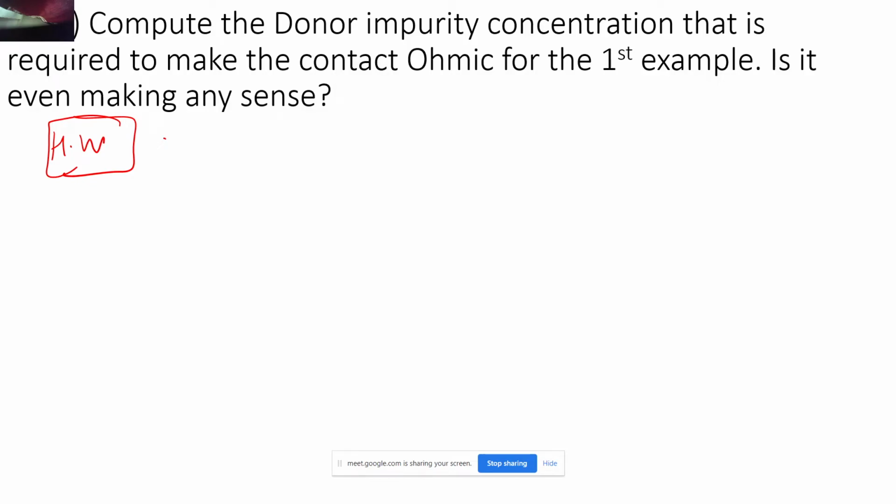So I will just give you some help. Ec minus Ef should be 4.6 minus 4.03 eV. This is the exact value where it is a junction, where the junction will be exactly in between. It will just switch from ohmic to not ohmic, rectifying to ohmic, right?